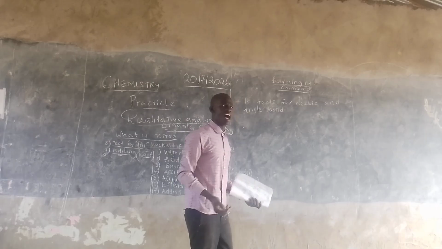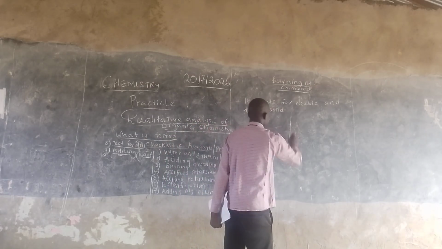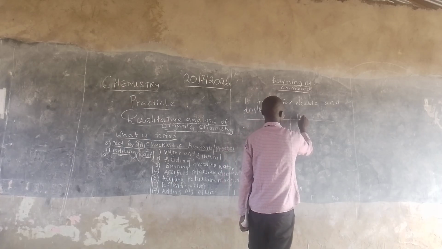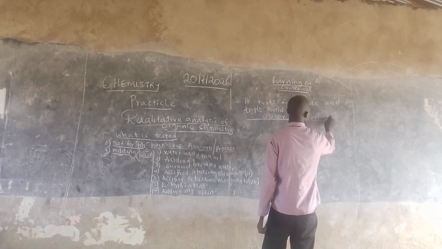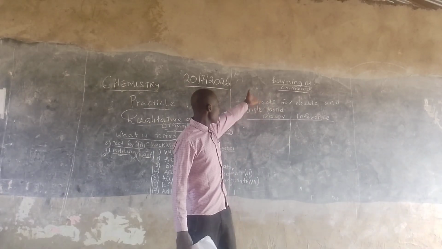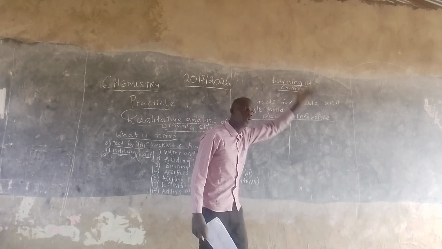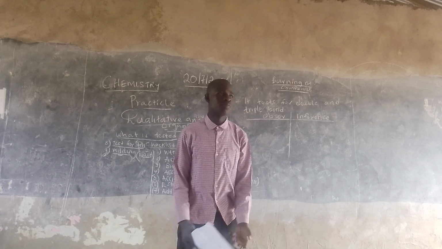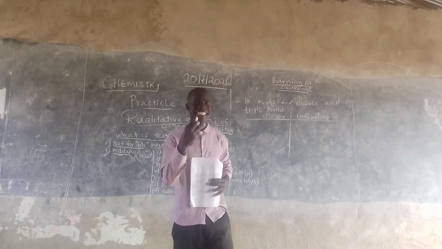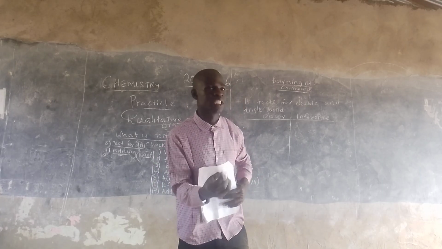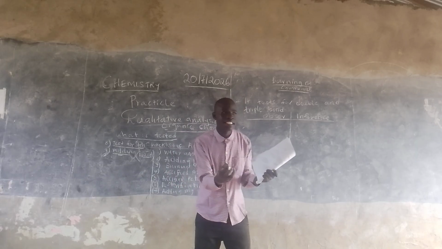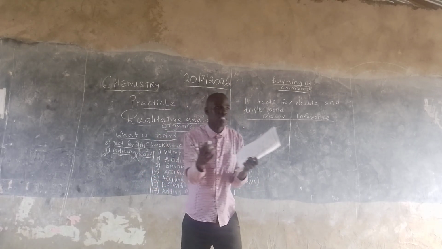Now, how do you present your answers? You are given a table like this, where we have the observation and the inference. The inference is like an explanation of the observation you make. If you make a wrong observation, you will not give us a good inference. For example, when you talk about burning, you say the solid melts and burns with a yellow sooty flame, or you tell us the solid melts and burns with a blue non-sooty flame.